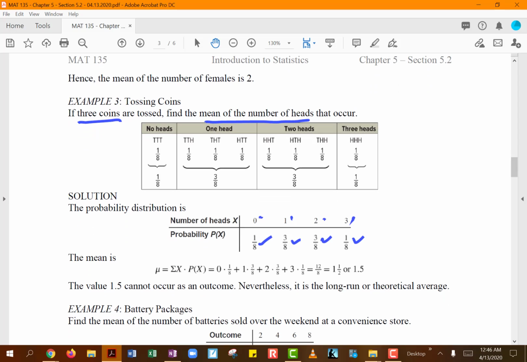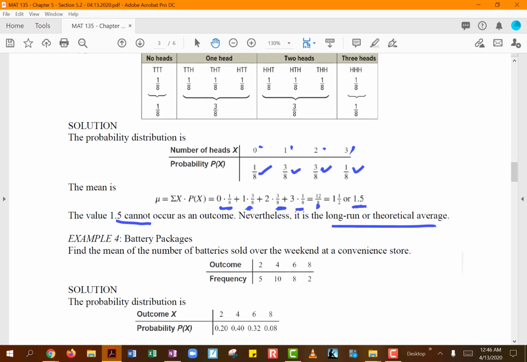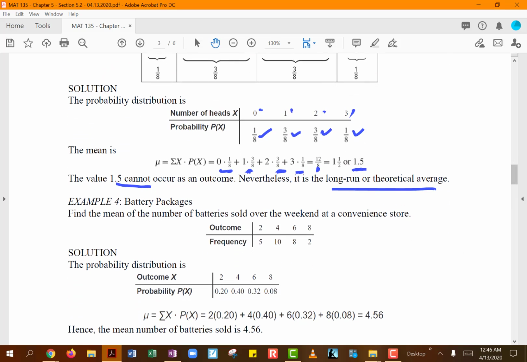So again, same thing, multiply your outcome by its probability, and you get a total, or a sum, of 12 over 8, or 3/2, or 1.5. Now again, technically you cannot get 1.5 heads, but again, like we were talking before, this is going to be your theoretical or long run average value over here, okay?